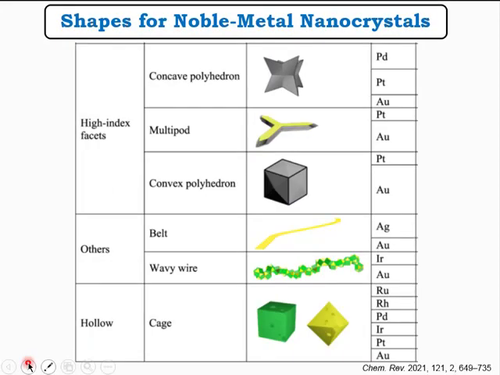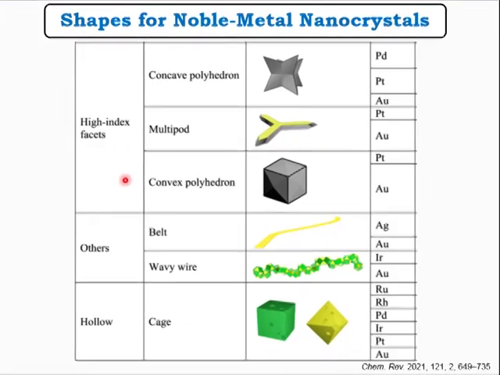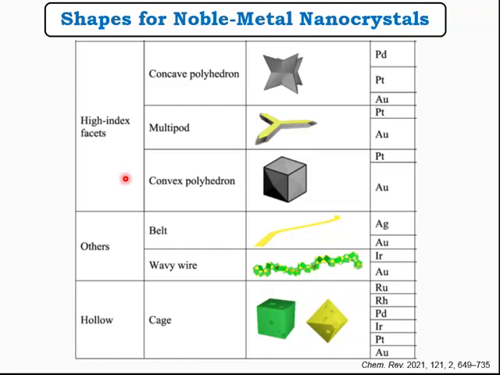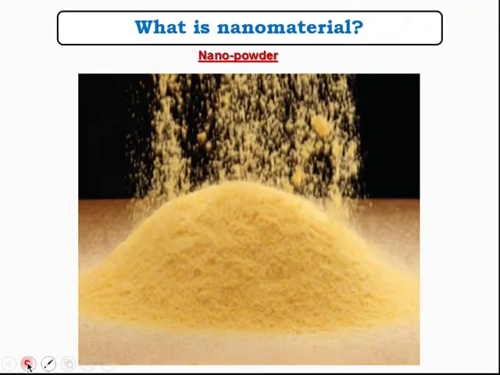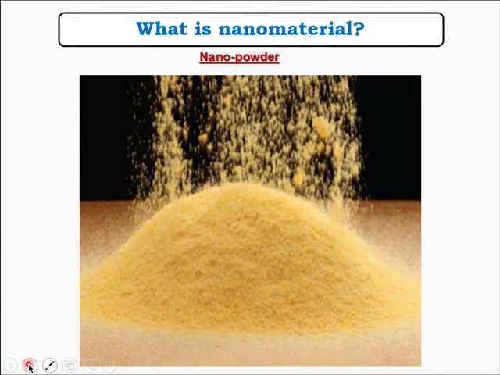Further, we have the fanciful shapes with high index facets. These are the highly indexed facets with other noble metals like palladium, silver, platinum, gold. We can also have the nano powder. So what is nano powder? Nano powder is nothing but having a size of less than 1 nanometer.